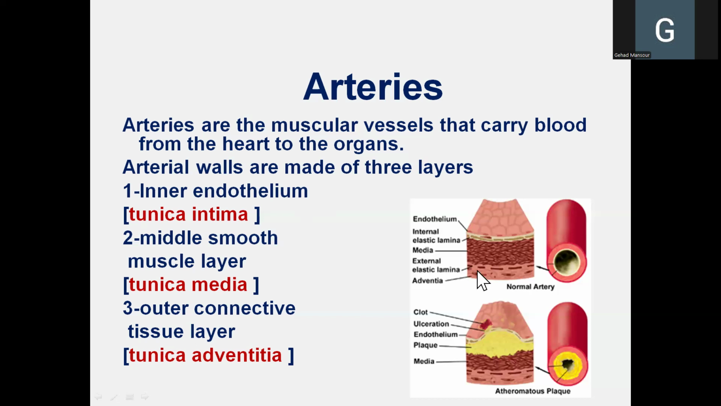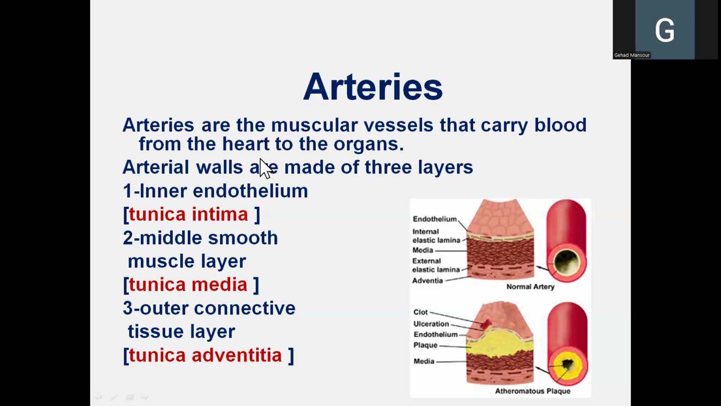And then we have an outer connective tissue layer, this one, which is also called tunica adventitia. So tunica adventitia is the outermost layer that is made of connective tissue. Whereas in the middle, of course, we will have a tunica media, which is the intermediate layer in between, and it is the tunica media that contains the smooth muscle layer. It is the middle smooth muscular layer.